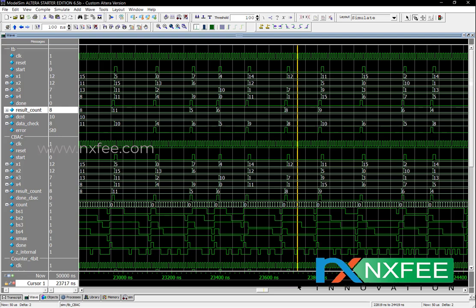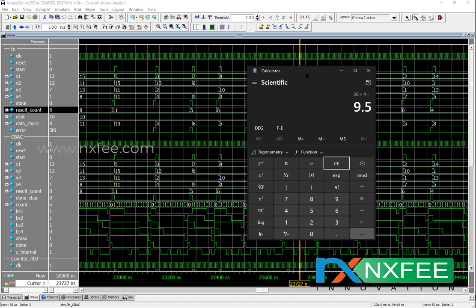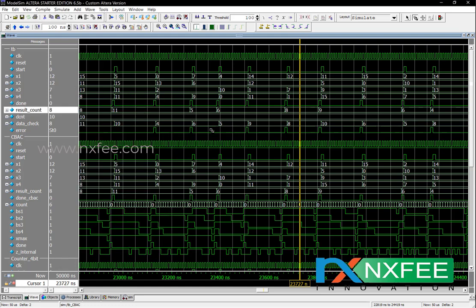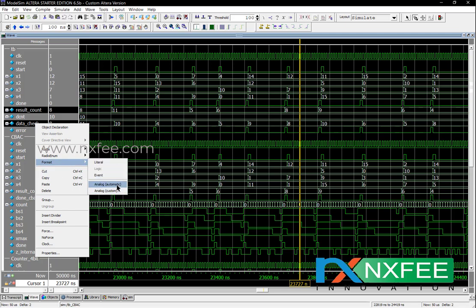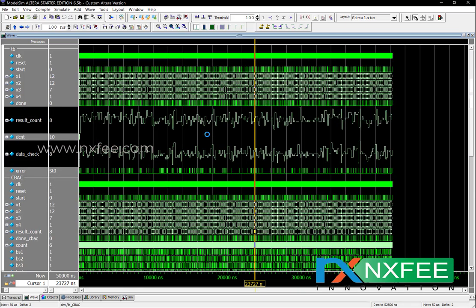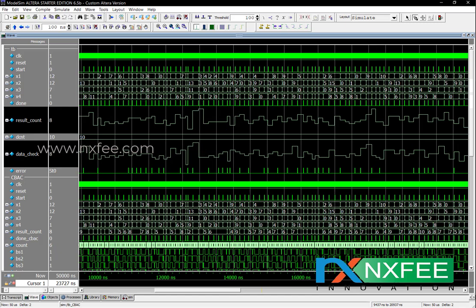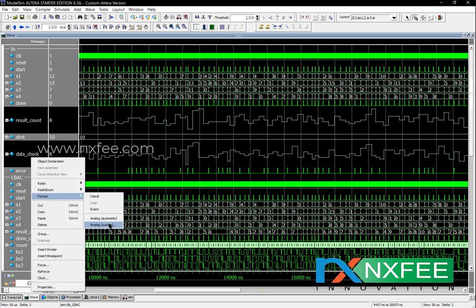If you check with this circuit, 12 plus 12 plus 7 plus 1 divided by 4, the output should be 8, but the output comes as 9. In most cases it will be equal to the data check value, but it takes some delay. You can verify the waveforms. It takes some delay in the result count, but it mostly follows the same pattern on the input and output side.